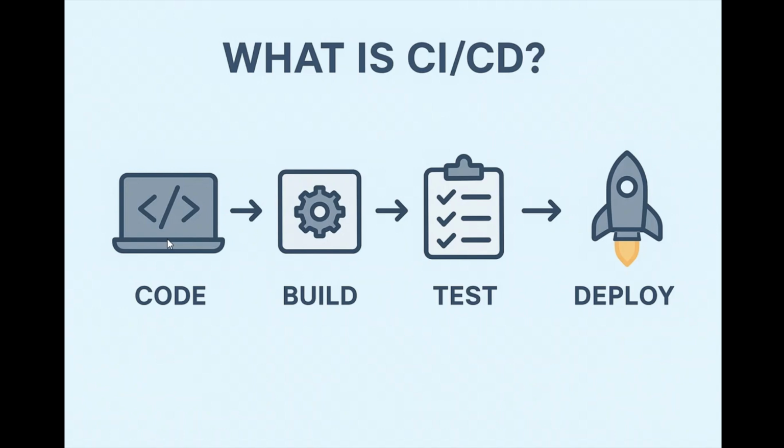The next stage we're going to talk about is deploy. Once tests are passed, the application can be deployed automatically to a server, let's say a cloud environment or a container platform like Kubernetes. Here we have two things: one is continuous delivery, and one is continuous deployment. Let me talk about continuous delivery. The pipeline prepares everything for deployment, but a human approves before releasing. This is called continuous delivery.